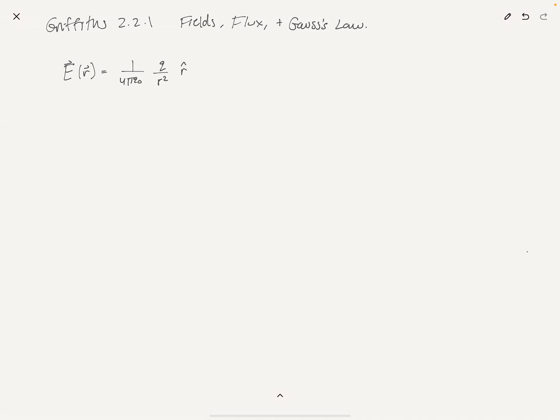And normally I have these script r's and the script r hats, but what I've done here is I've put my charge at the origin. So if r prime is equal to 0, or the 0 vector, that means that script r, which is r minus r prime, becomes r. Right, so that's the reason for that simplification.